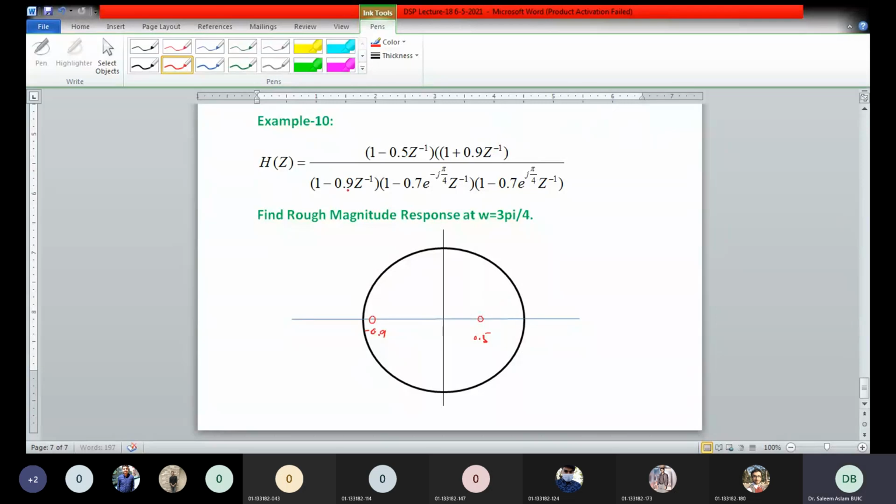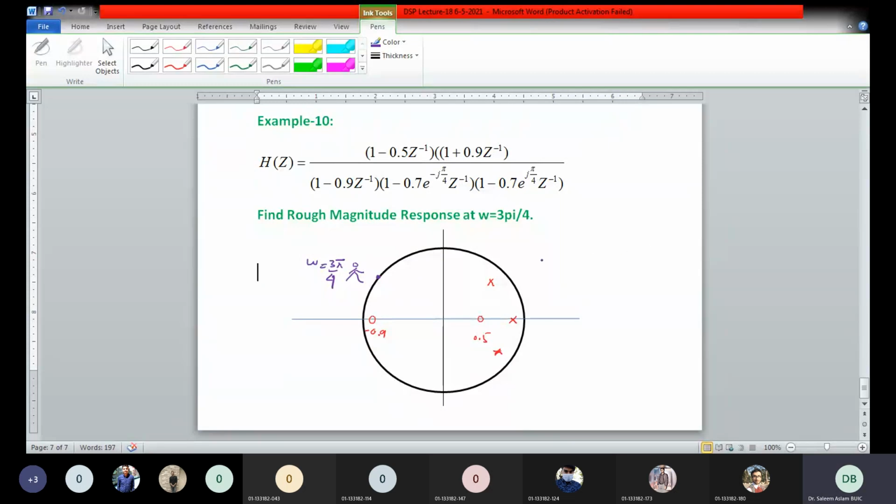You have one pole at 0.9 on the real axis, so you have one pole here, and you have two complex poles, 0.7 e to the power j pi by 4 and e to the power minus j pi by 4. So this is, for example, 0.7 and angle 45 degree, and this is minus 45. So this is your complete system. And you want the frequency response here at 3 pi by 4. So you are standing here, you want to look at omega is equal to 3 pi by 4. So this is the basic outcome of your system.